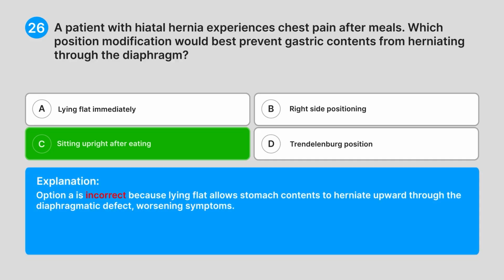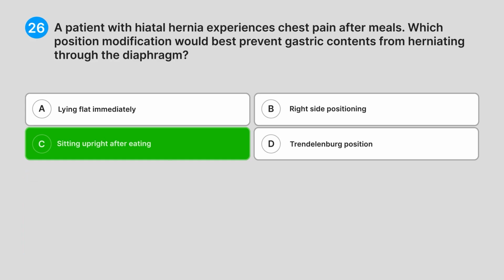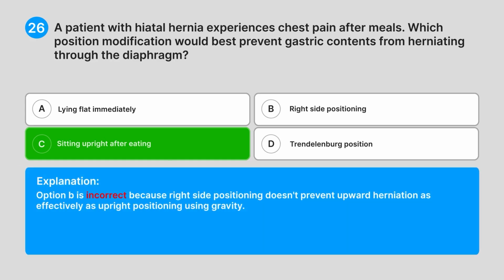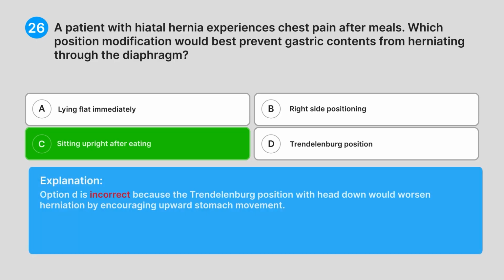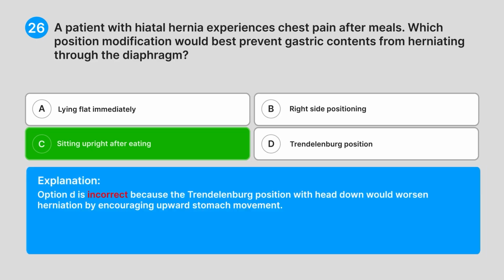Option A is incorrect because lying flat allows stomach contents to herniate upward through the diaphragmatic defect, worsening symptoms. Option B is incorrect because right side positioning doesn't prevent upward herniation as effectively as upright positioning using gravity. Option D is incorrect because the Trendelenburg position with head down would worsen herniation by encouraging upward stomach movement.